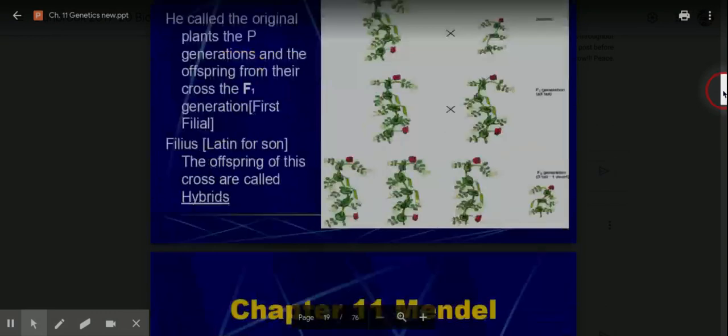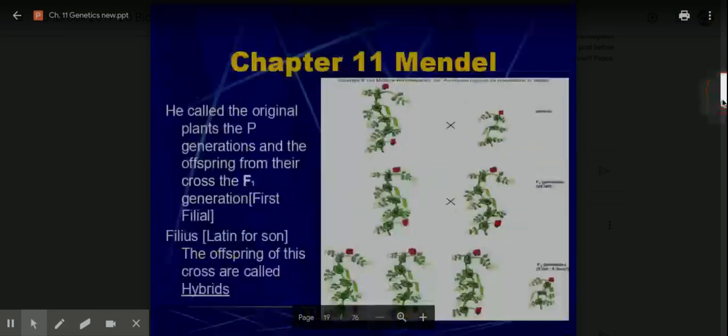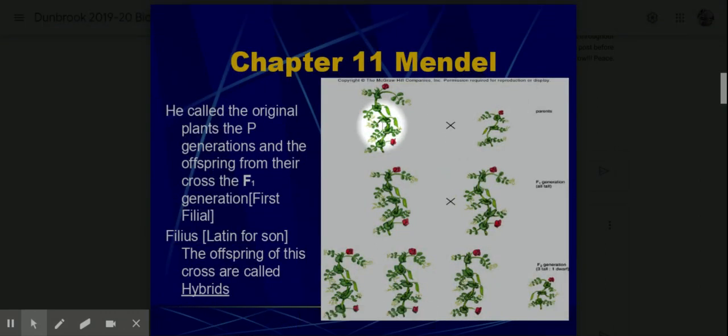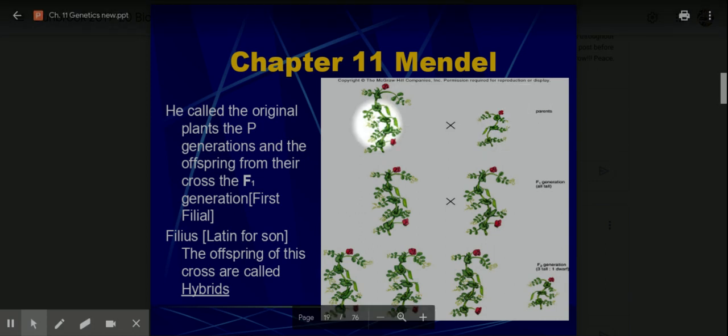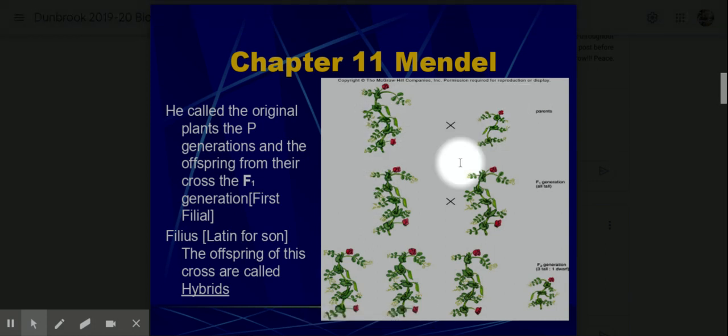Okay. His first parent plants were of different varieties. Again, these are the same species. These are both pea plants. He called these the P generation. So the P is always going to be the original parents. And when they cross, the children are known as the F1. And as you cross F1 children together with each other, you get grandchildren, which would be known as the F2.